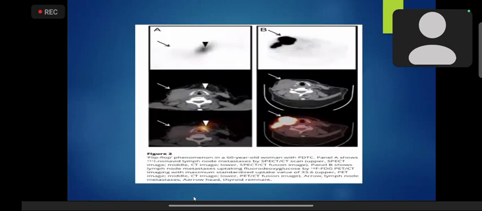So this is a picture of a 60-year-old woman showing the flip-flop phenomenon. What is the flip-flop phenomenon? In this, the disease is not visible on the iodine scan, but we can see it on the PET scan.